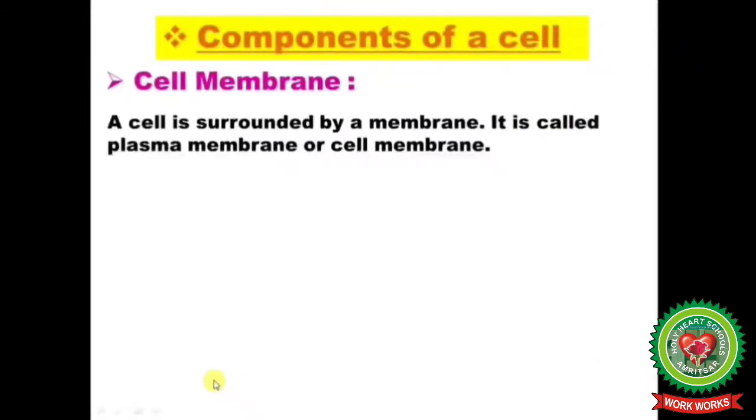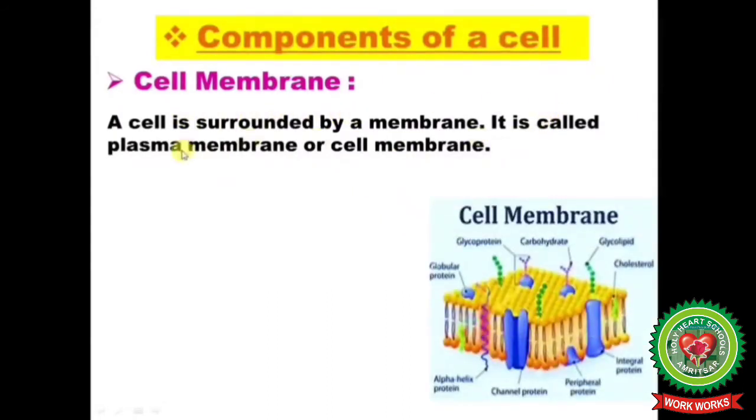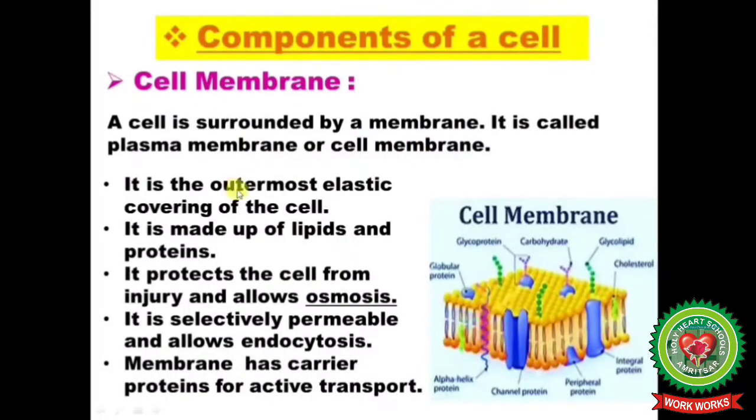Cell membrane. A cell is surrounded by a membrane. It is called plasma membrane or cell membrane. It is the outermost elastic covering of the cell. It is made up of lipids and proteins. It protects the cell from injury and allows osmosis. Osmosis is the movement of particles from higher concentration to lower concentration through a semi-permeable membrane.